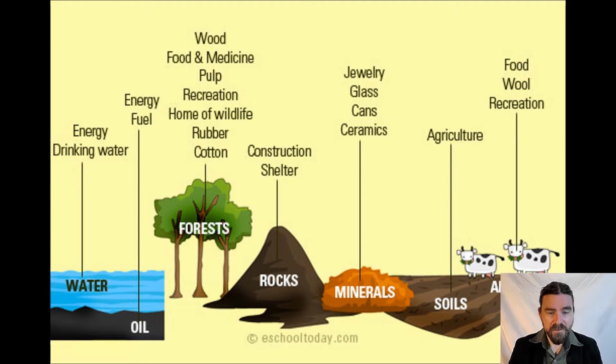Forests provide heaps of stuff. Rocks provide heaps of stuff. Minerals, that's where we get our glass from. Obviously, the soil helps for agriculture, and the animals on top of the surface of the earth for food and clothing, stuff like that.